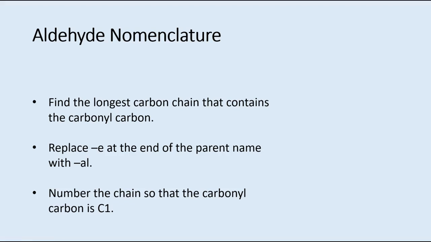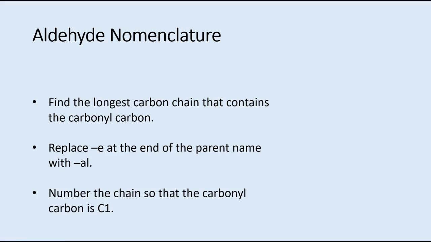How do we name them? Let's start with aldehydes. Just like other functional groups, we're going to find the longest carbon chain that contains the aldehyde carbonyl carbon. And you are going to replace the E at the end of the parent name with al. So for example, if it's a 4-carbon aldehyde, butane becomes butanal. And then you're going to number the chain so that the carbonyl carbon is carbon 1.